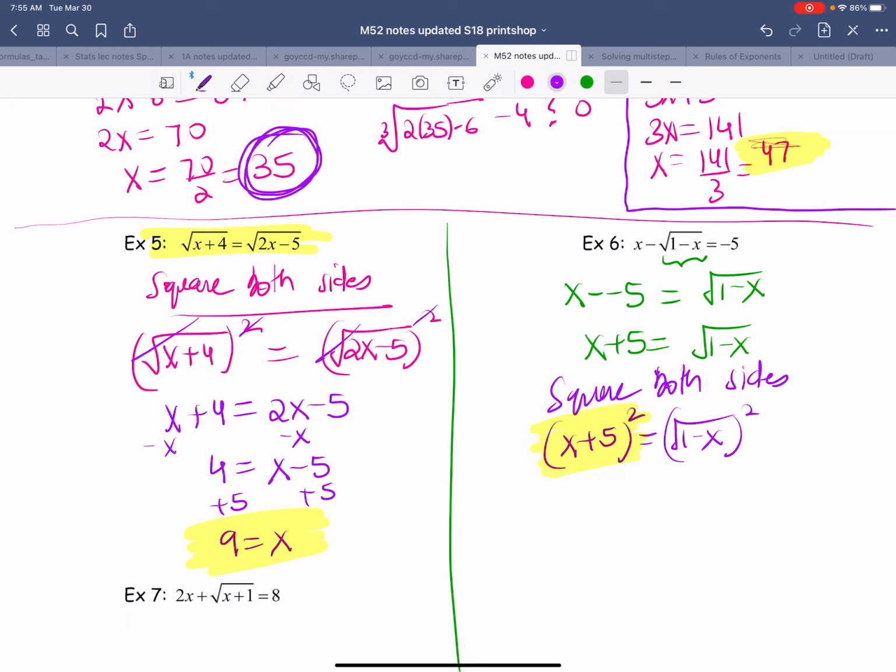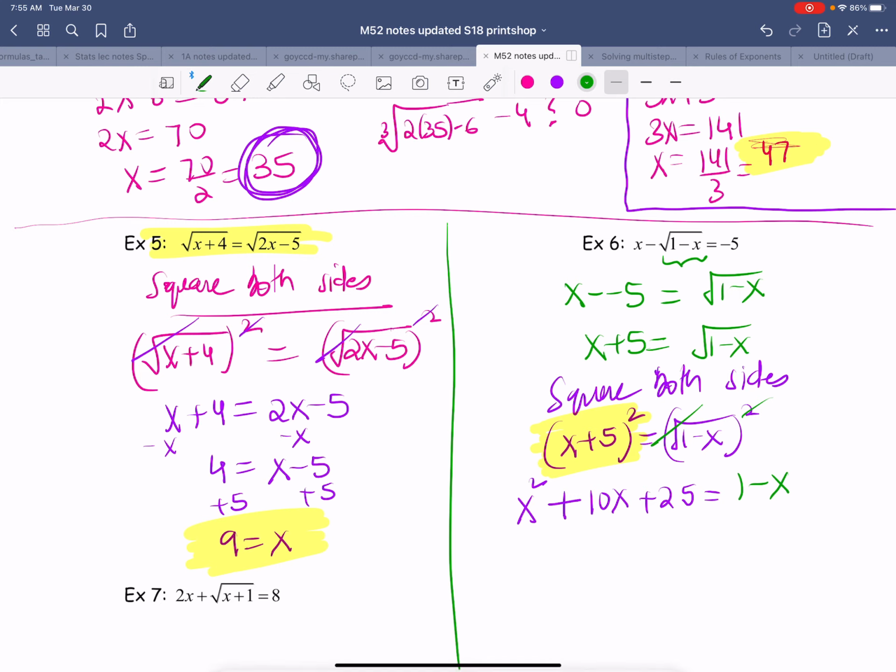A very common mistake I see students make here is they will not foil it, but they would just say it's x squared plus 25. That's not the case. If you foil x plus 5 squared, it's going to be x squared plus 10x plus 25. On the right hand side, square root and square will cancel, and that would be 1 minus x. And now it's time to bring everything to one side.